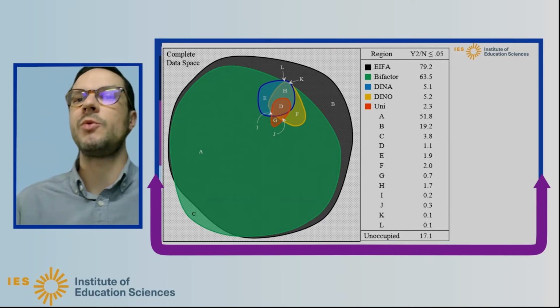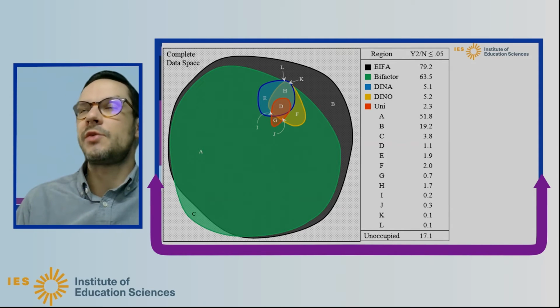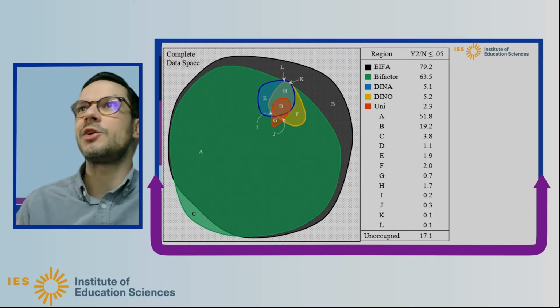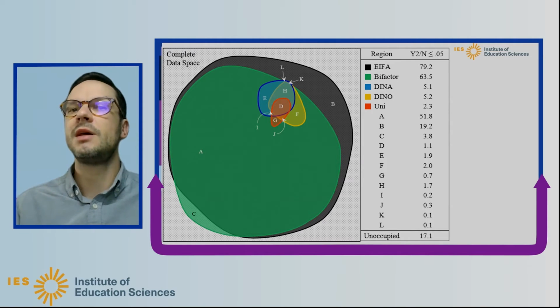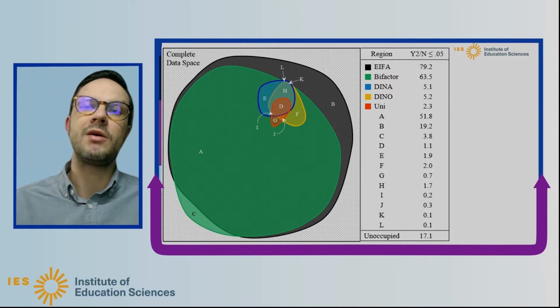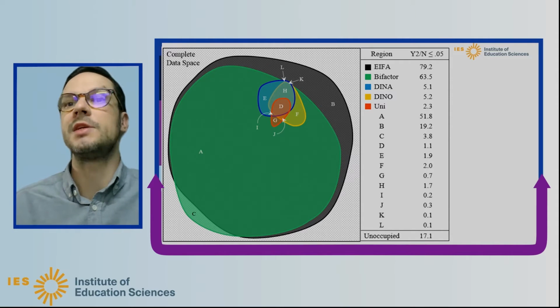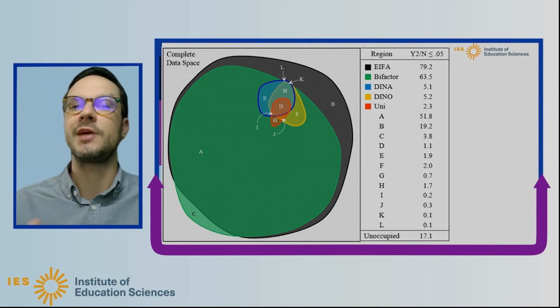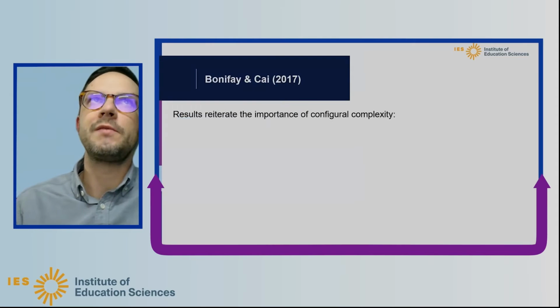The bifactor model was able to fit well to 63.5% of the complete data space, to a very large number of random data sets. In other words, the bifactor model is performing almost as well as an exploratory model, and it's very, very successful at fitting data, which is a bad thing because then you can't trust the fit statistics as telling you anything informative.